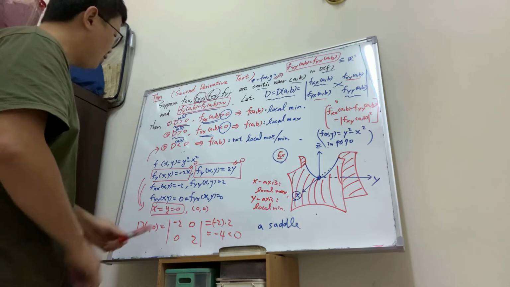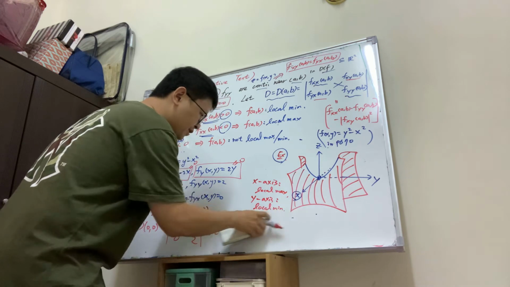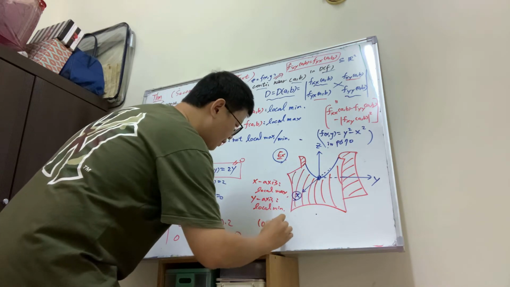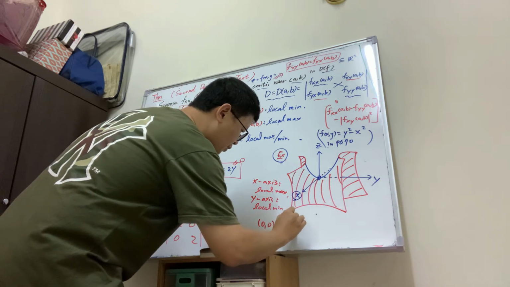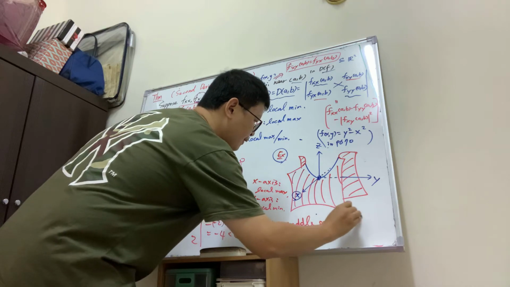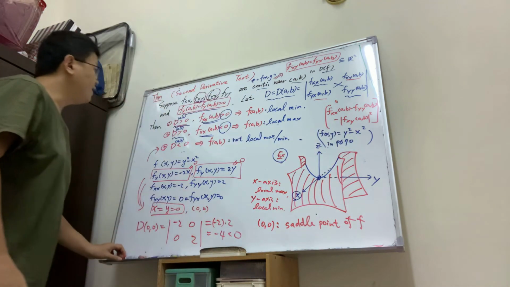Okay, and we call it a saddle point. So (0, 0), we call it a saddle point. It has this shape, this form. It's the saddle point of f for this example.